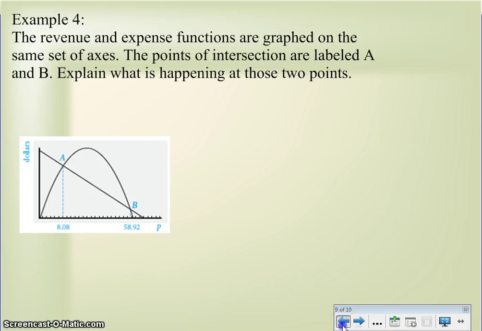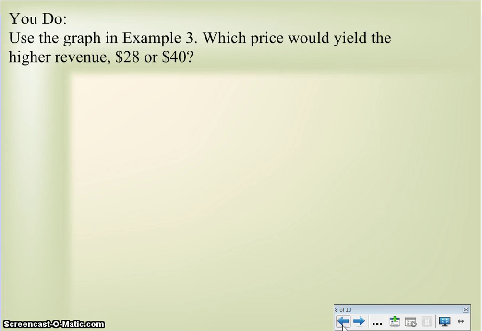All right, so for the you-do, I want you to press pause, go ahead and solve this, and come back when you're ready.